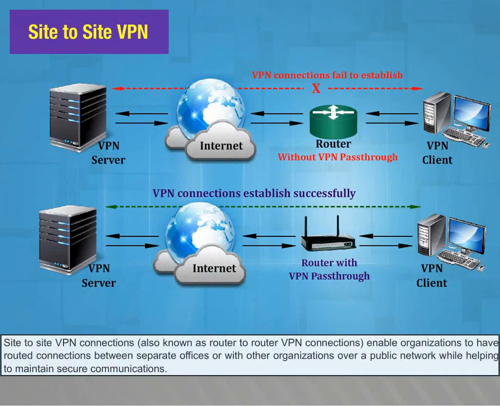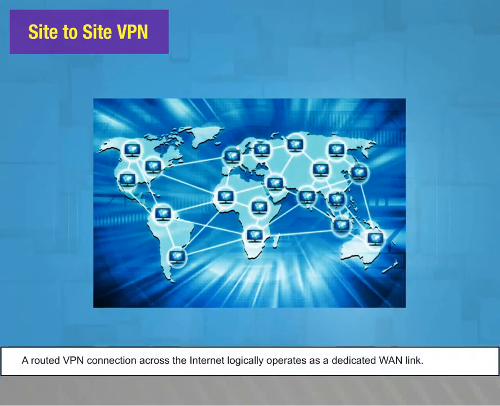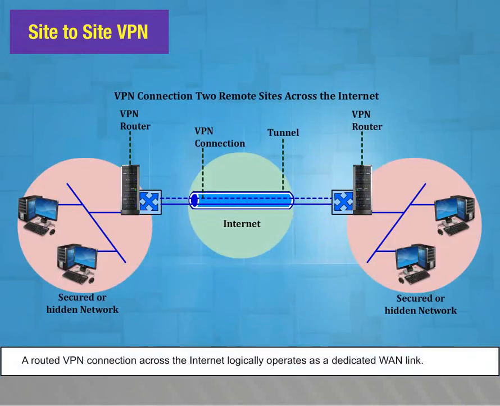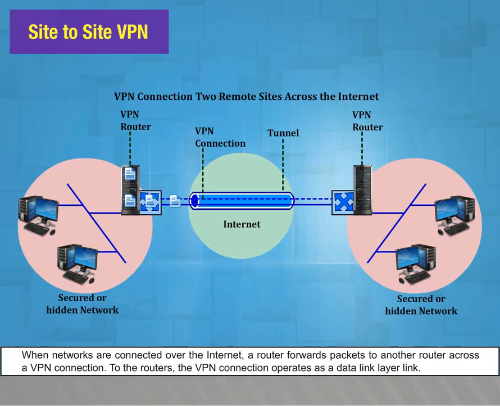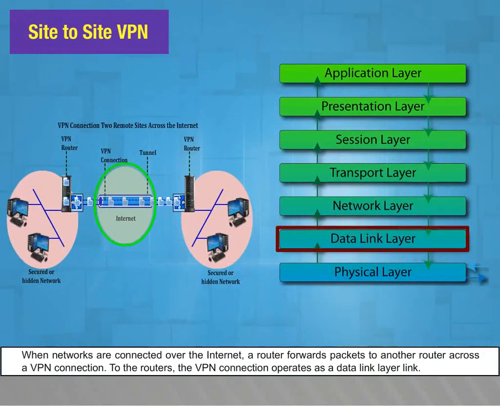Site-to-site VPN. Site-to-site VPN connections, also known as router-to-router VPN connections, enable organizations to have routed connections between separate offices or with other organizations over a public network while helping to maintain secure communications. A routed VPN connection across the internet logically operates as a dedicated WAN link. When networks are connected over the internet, a router forwards packets to another router across a VPN connection. To the routers, the VPN connection operates as a data link layer link.